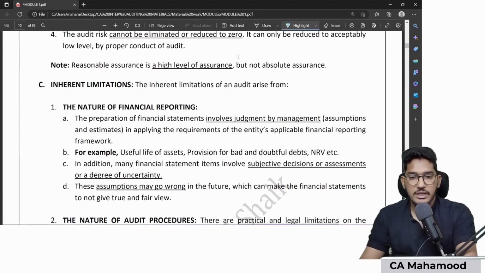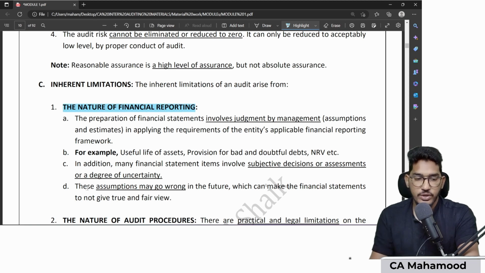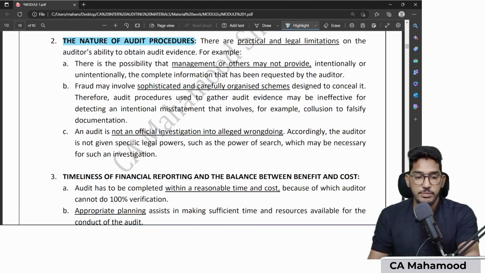So what are the inherent limitations? Number 1, as you could see here, nature of financial reporting. Number 2, the second inherent limitation, which is nature of audit procedure. Third one, timeliness of financial reporting and balance between benefit and cost.